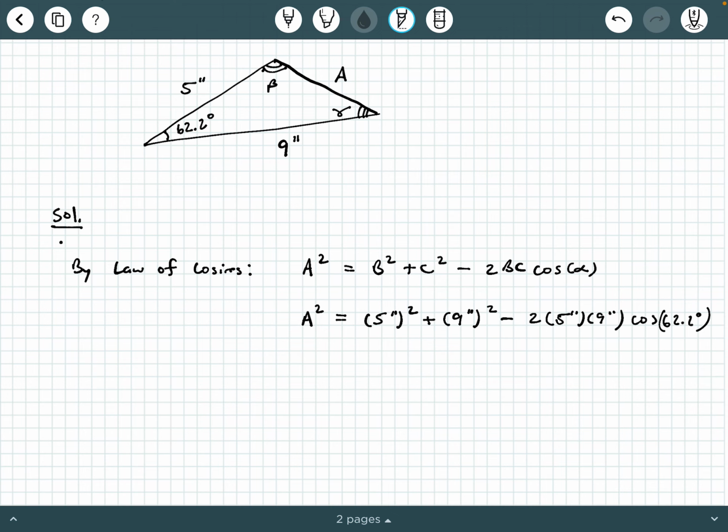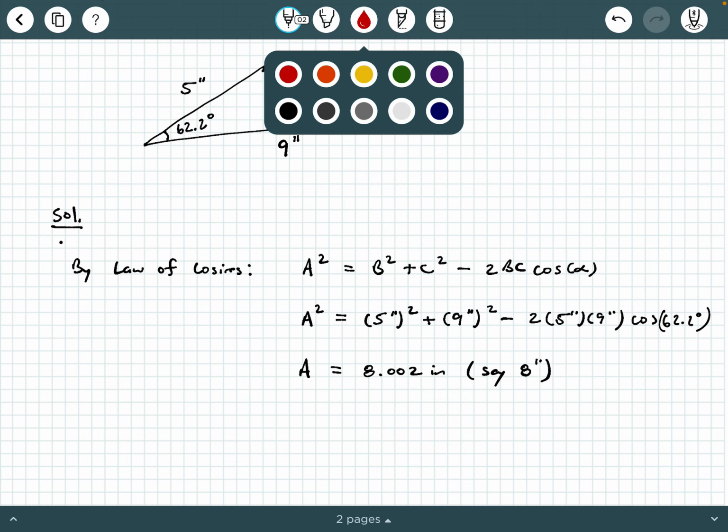So I can solve for A, and you've got to be careful. When you solve for A, you're going to ultimately take a square root of all of this over here, right? So you punch all this through your calculator, you solve for A, you should get 8.002 inches, okay? And we could just say 8 inches there if we wanted to, because that's pretty close to 8, all right? So that's one of the unknowns, and we can go ahead and check that off since we know it now, all right?